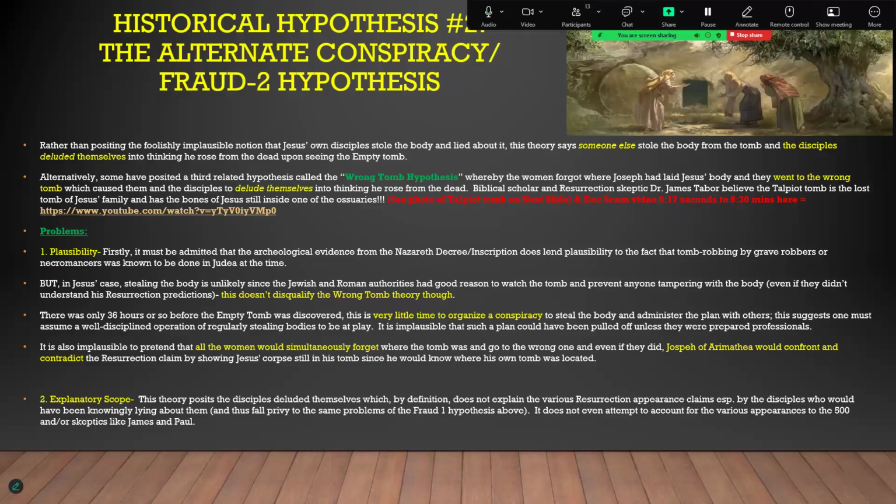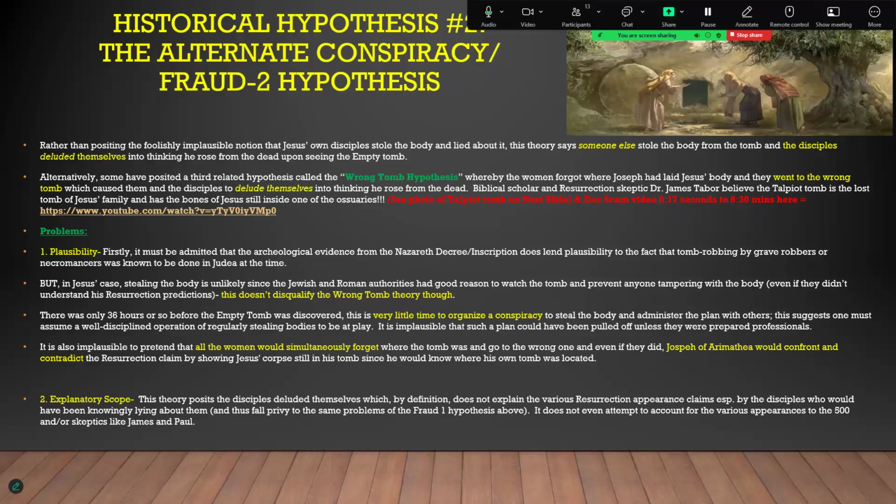Absolutely not. Remember Dr. Shimon Gibson, whom I used when I was talking about the site of Golgotha. He was saying there that we have Jesus's empty tomb at the Church of the Holy Sepulchre. So right there, there's a contradiction with the Talpiot tomb. But here's how we assess this hypothesis.